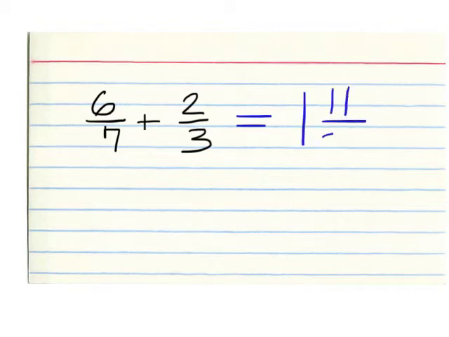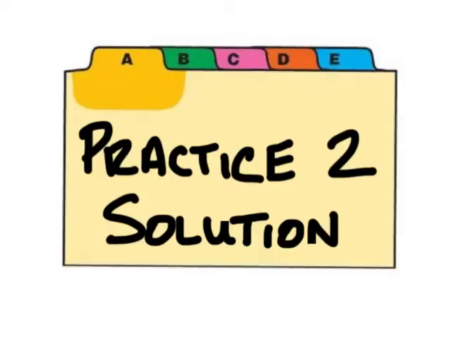Solution for the bonus should be 1 and 11 over 21, or if you left it as an improper fraction, I gave you that too.